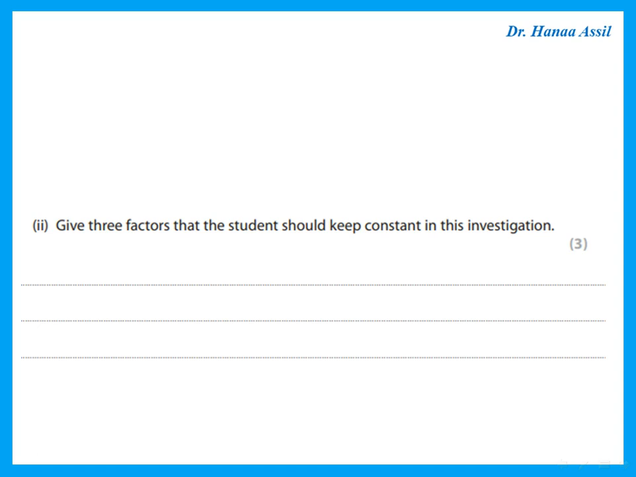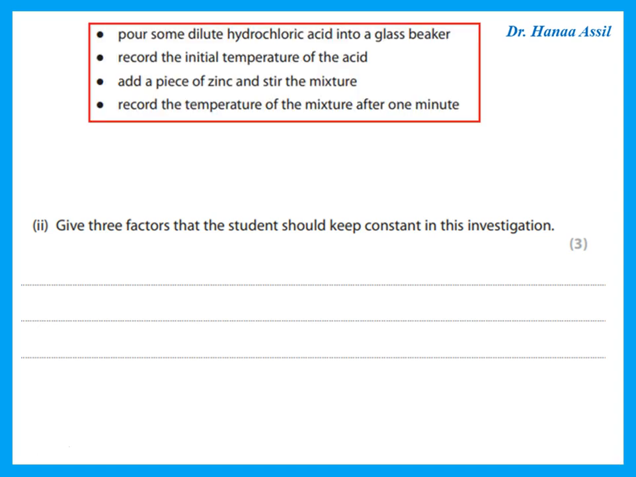Give 3 factors that the student should keep constant. Of course, when you read this question, you go back to what he was saying. What was he saying? He said, pour some dilute hydrochloric acid into a beaker. Record the initial temperature. Add a piece of zinc and stir the mixture.